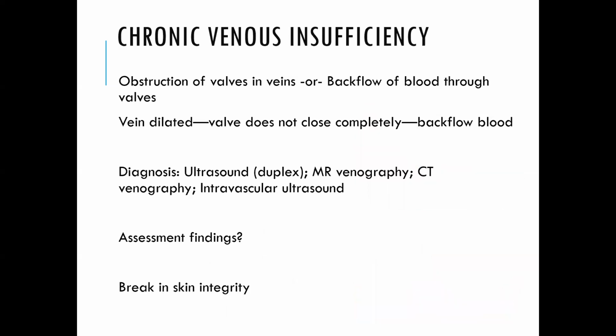Chronic venous insufficiency. Causes of chronic venous insufficiency tend to come from decreased pumping action of the lower extremity muscles, standing for long periods of time on hard surfaces over many years. It can also be caused by an obstruction of valves in the veins or a backflow of blood through the valves.